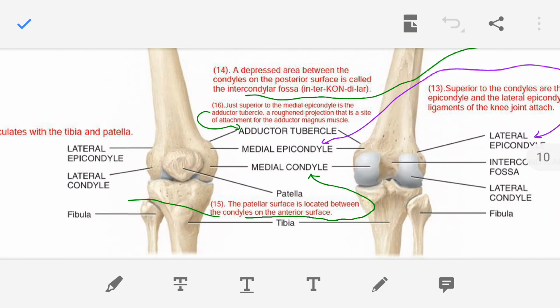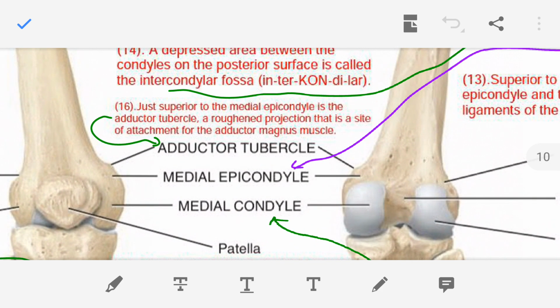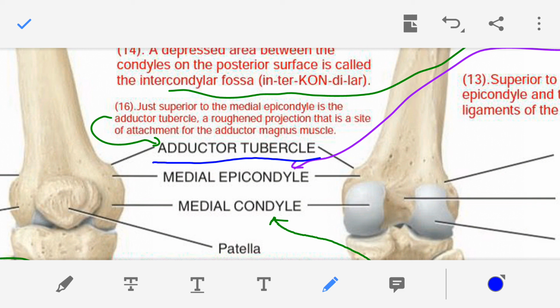Now point number 16. Now adductor tubercle. Where is this adductor tubercle present? Superior to the medial epicondyle. First of all, where is medial epicondyle? This part is the medial epicondyle, and superior to that a rough projection is present. So this rough projection is known as the adductor tubercle.